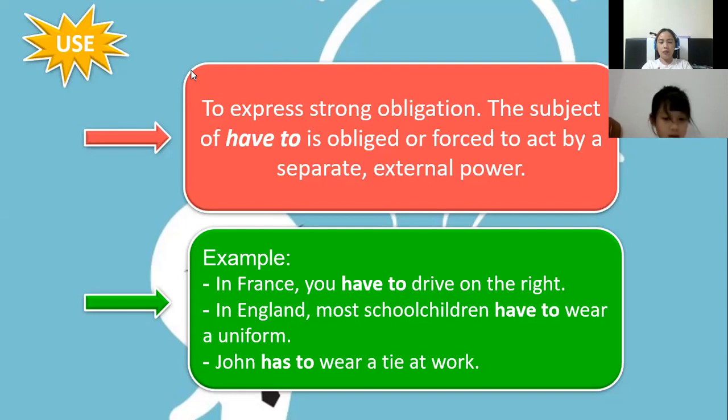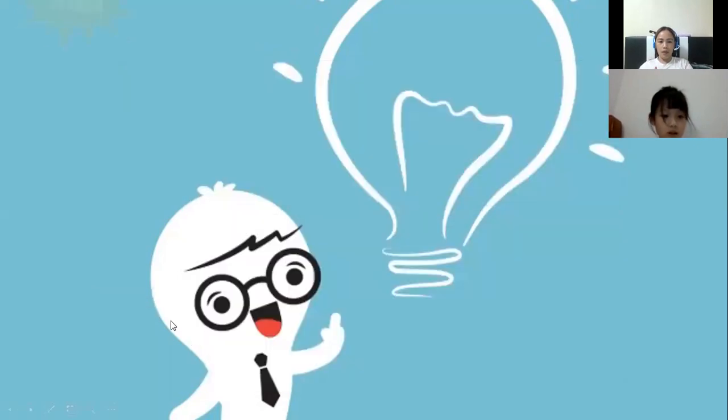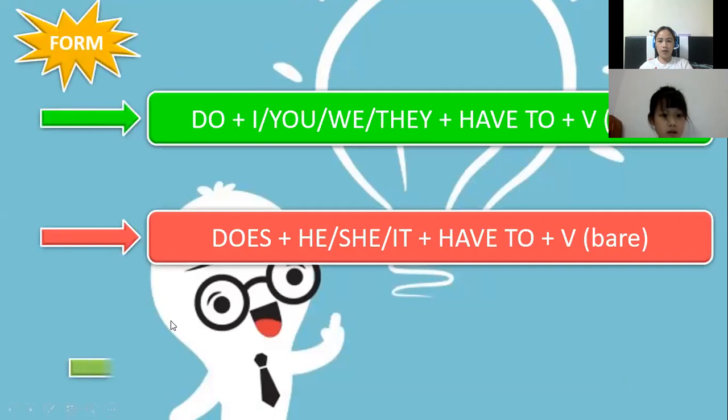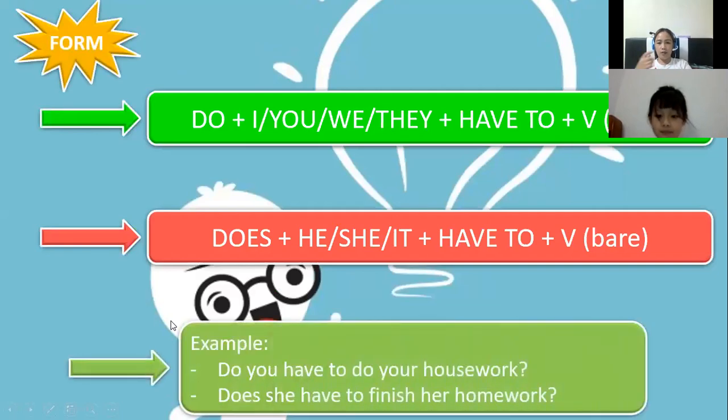Okay, so we all know that have to is to express a strong obligation, meaning you have to do it. The subject of have to is obliged or forced to act by a separate external power. In France, you have to drive on the right. So we already done with this. Okay, now this time question. Okay, can you read it, baby?